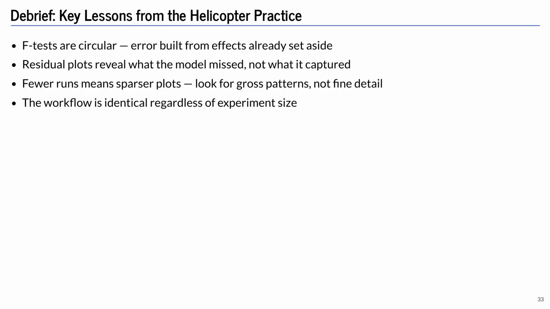Let me close with the key lessons from the helicopter practice, because they generalize beyond this specific experiment. First, the F-tests are circular. The error term was built from effects already set aside by graphical selection. The tests check internal consistency, not independent evidence. Always report them with that caveat.